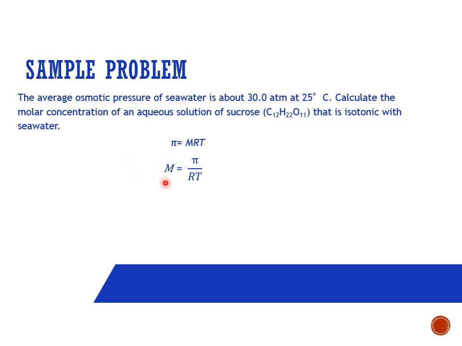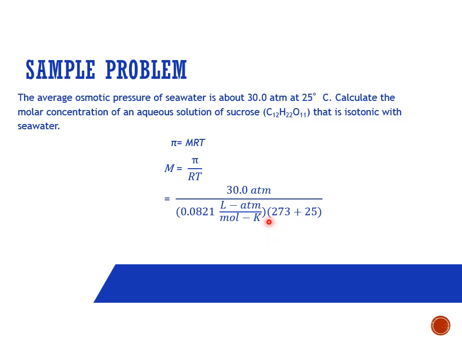So, to find the molar concentration, we have to manipulate the formula. So, para mahanap natin yung molar concentration, we have to divide the osmotic pressure of seawater by the gas constant and the temperature. So, osmotic pressure, 30 atmosphere, divided by the gas constant, which is 0.0821. Ang unit is liter atmosphere per mole Kelvin.